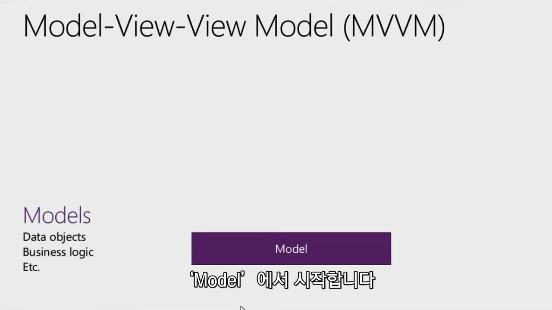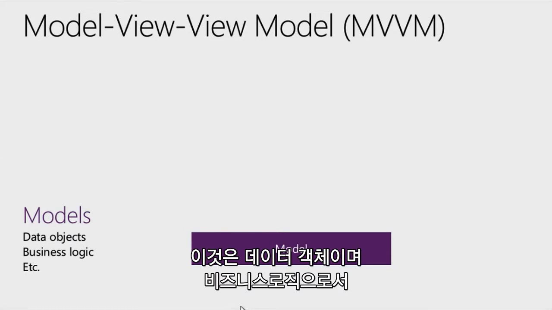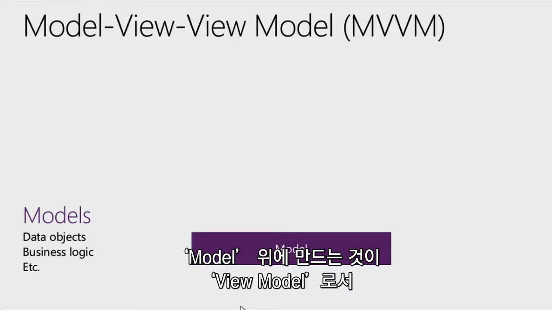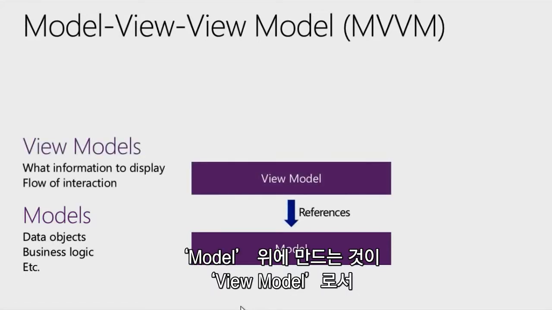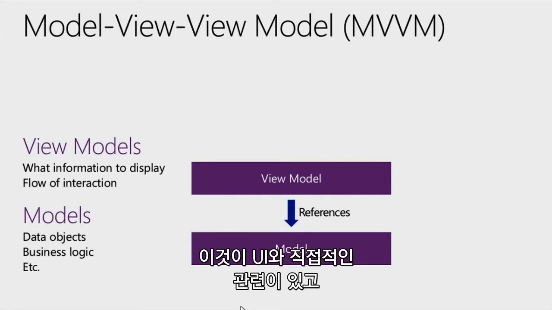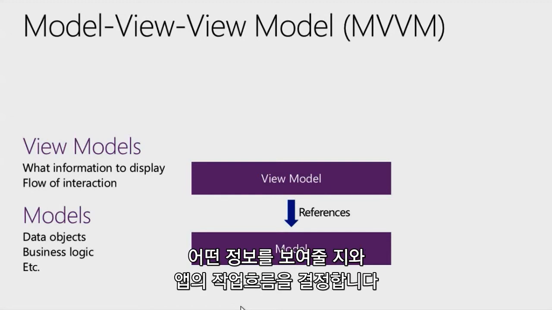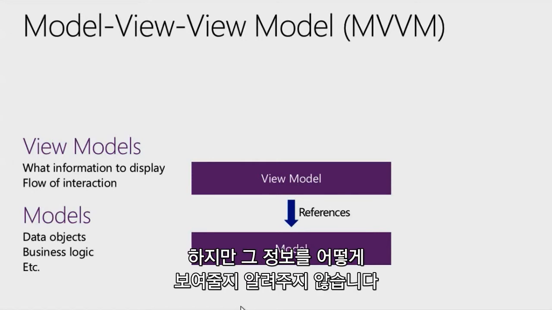And it starts with your models. These are your data objects and your business logic, and it can be any code that doesn't directly relate to the user interface. On top of your models, you create view models. This is directly related to the user interface. It references your models, and it encapsulates what information should be displayed and the flow of interaction of your app. But it doesn't say anything about how that information should be displayed.